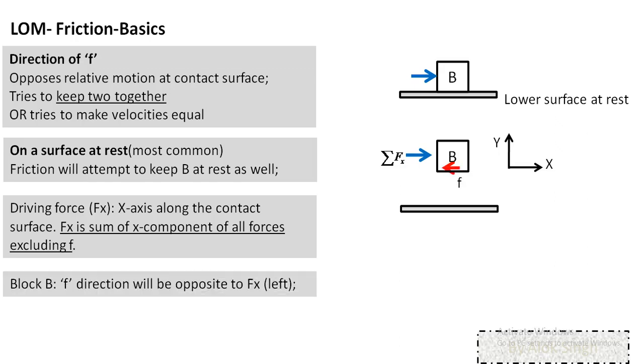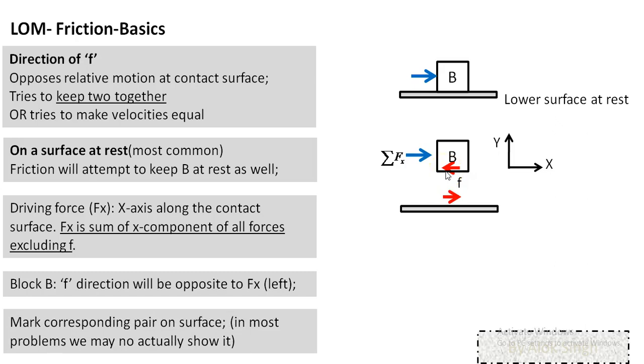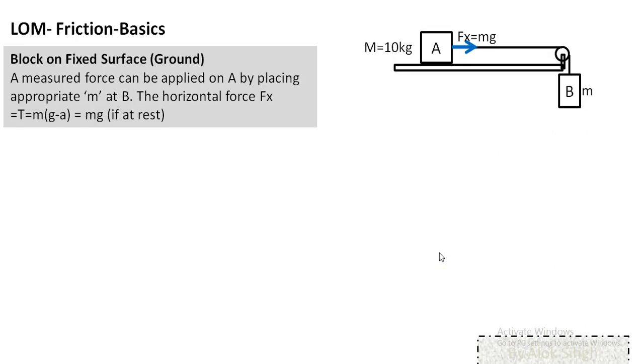So on block B, the friction will always be opposite to the driving force. If Fx is towards right, the friction force will be towards left. Thus on block B, and there would be a corresponding pair also. If we mark the corresponding pair on the surface, in many typical problems we don't mark this other pair of force, but this pair will always exist. In most problems, we don't actually show it, but this is the other pair. That's the direction.